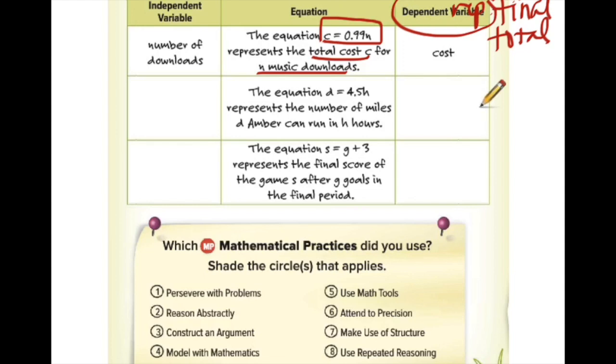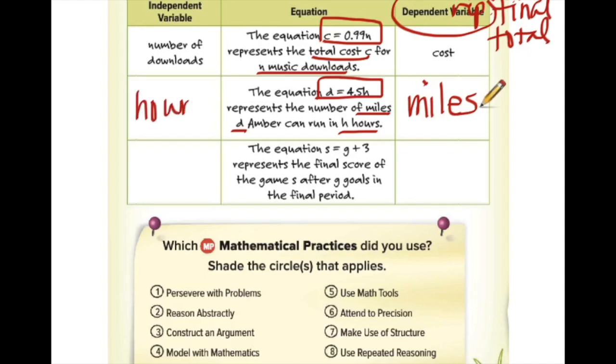Okay, if we look at our next equation, D equals 4.5 hours. The number of miles is D, and H is hours. D is my total number of miles. My total number of miles depends on how fast I'm running, how far, and how much time I've been running. All these different things are dependent. So miles is my dependent value.